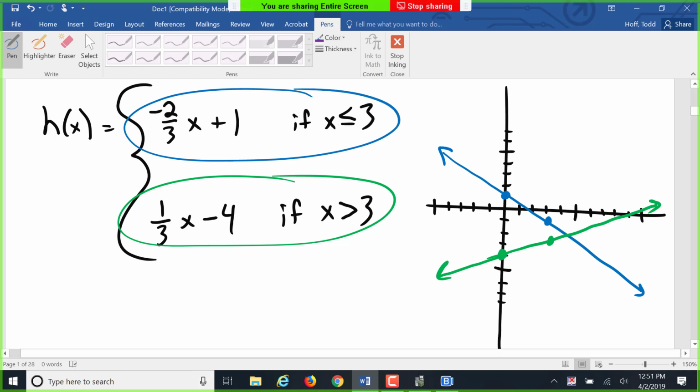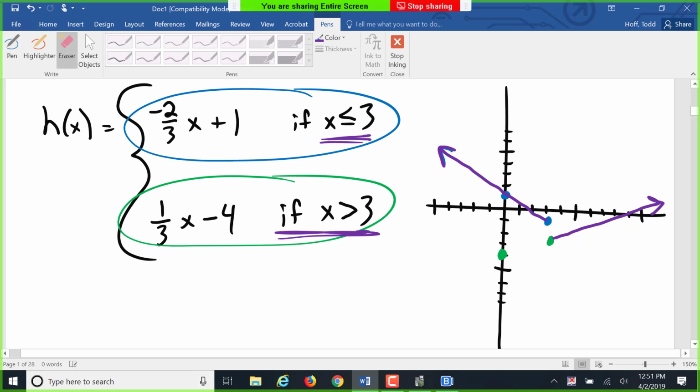Well, obviously, both of those lines aren't completely in the function. Only pieces of them are. This one only goes up to x less than or equal to 3. That's right here. That would be this point here. So it's just this piece here that's less than or equal to 3 that's in this function. This part here is only in the function for x greater than 3. So starting at 3 going this way is where that's in the function. So I'm going to erase the green and the blue.